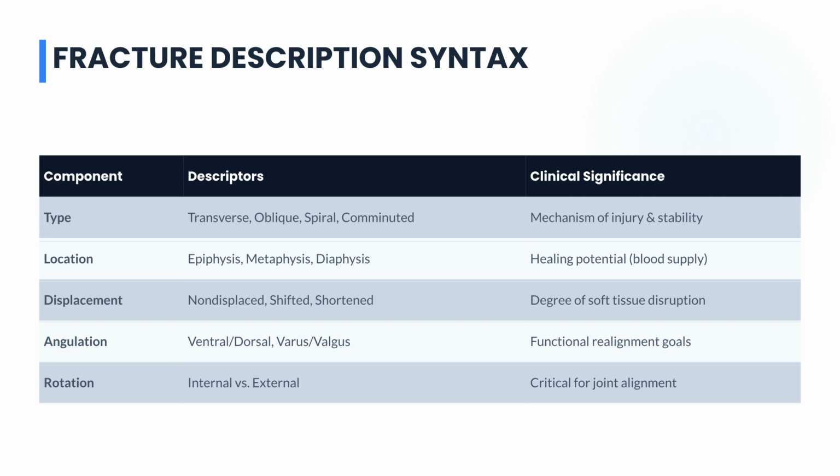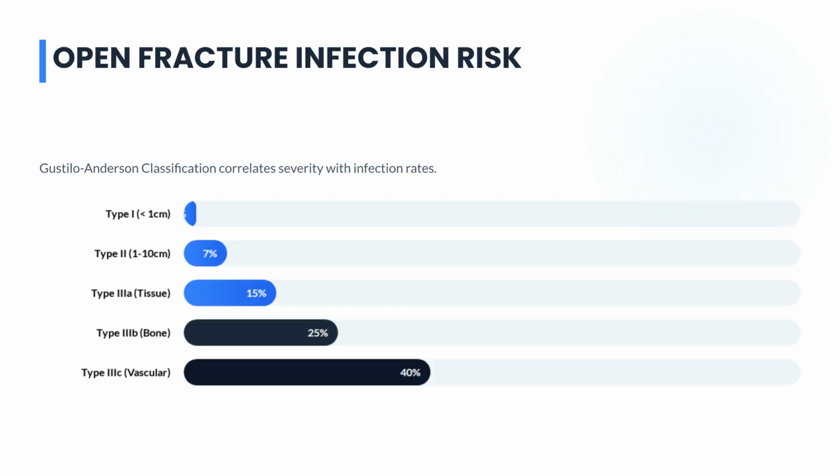Understanding fracture description syntax is crucial for communication. This table outlines components like type, location, displacement, angulation, and rotation, along with their clinical significance. When dealing with open fractures, the Gustilo-Anderson classification correlates the severity of the injury with the risk of infection.